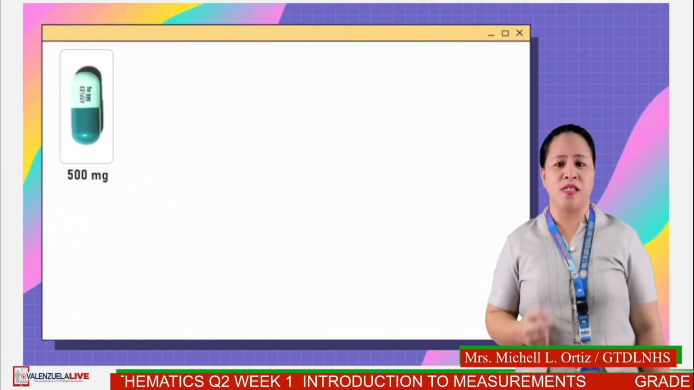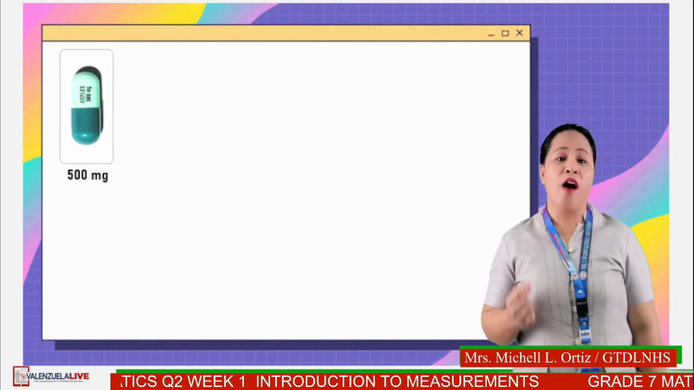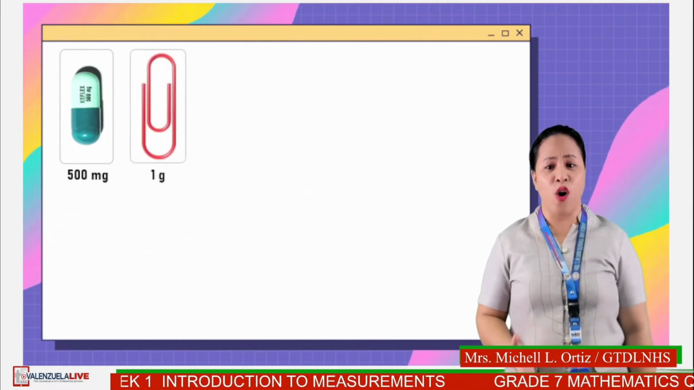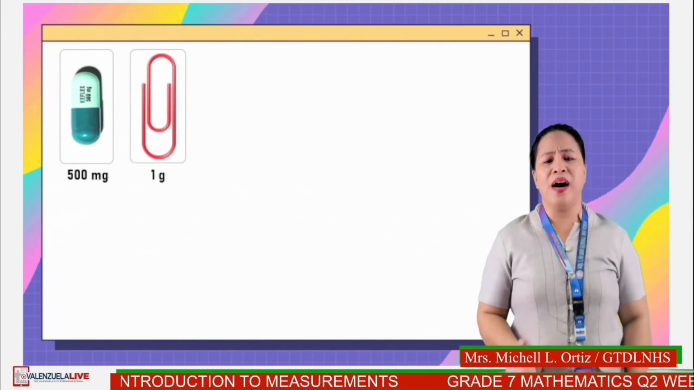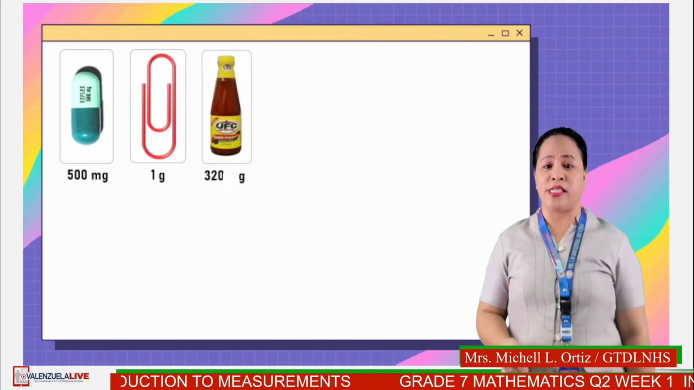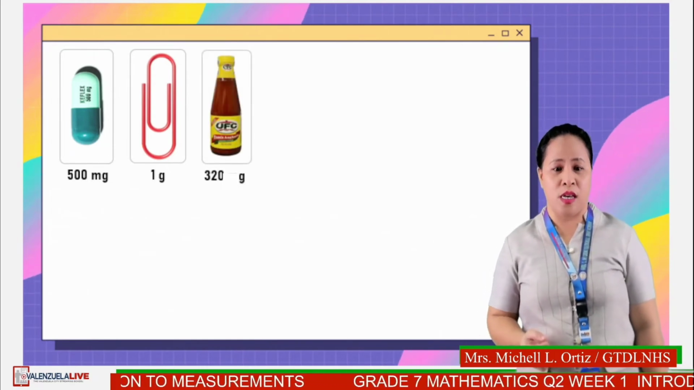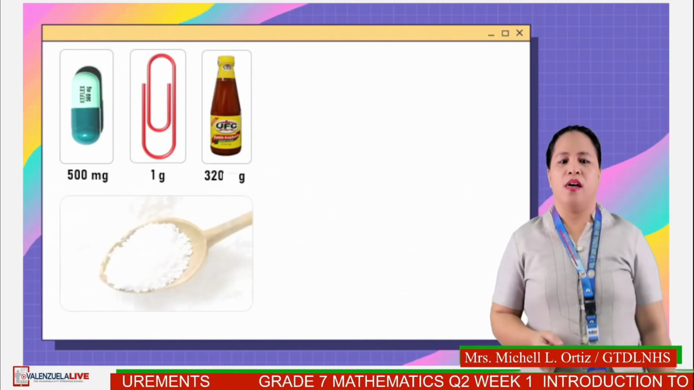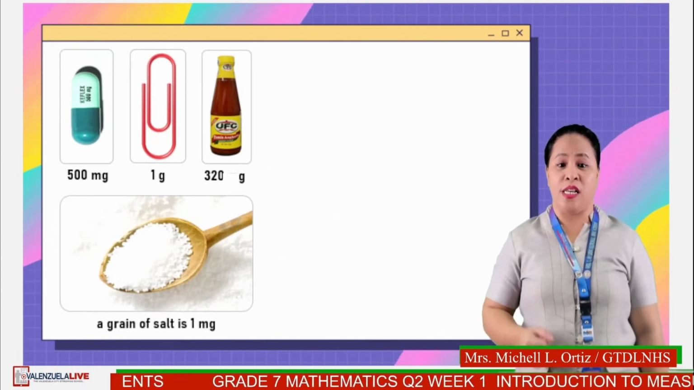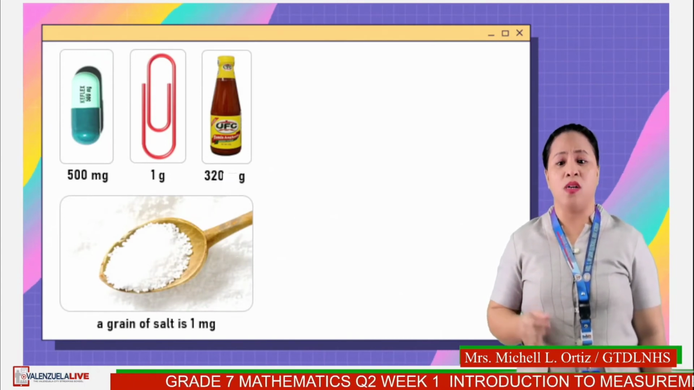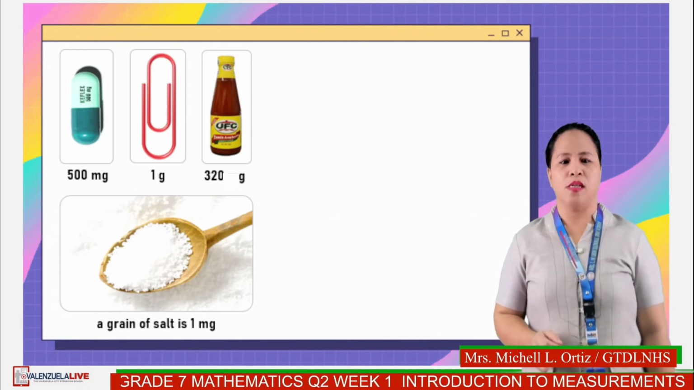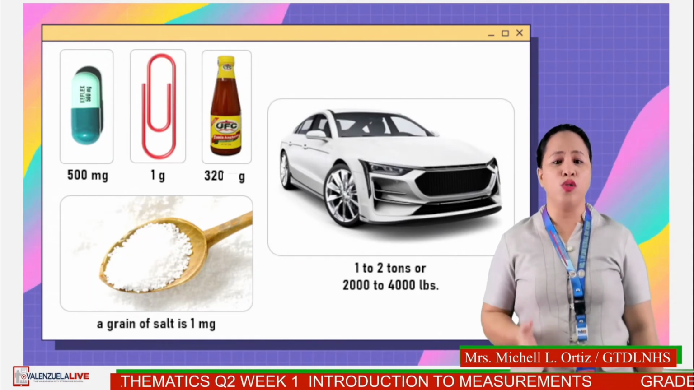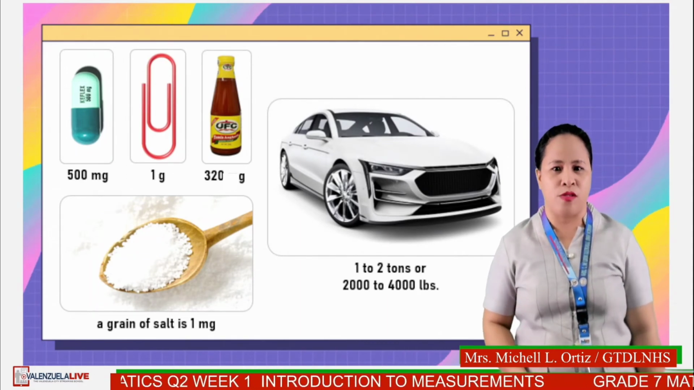A single capsule of medicine weighs 500 milligrams. A paper clip has a mass of about 1 gram. A bottle of ketchup has a net weight of 320 grams. Net weight means the weight of the bottle is not included. A grain of sand or a grain of salt is about 1 milligram. A car weighs about 1 to 2 tons or 2,000 to 4,000 pounds.